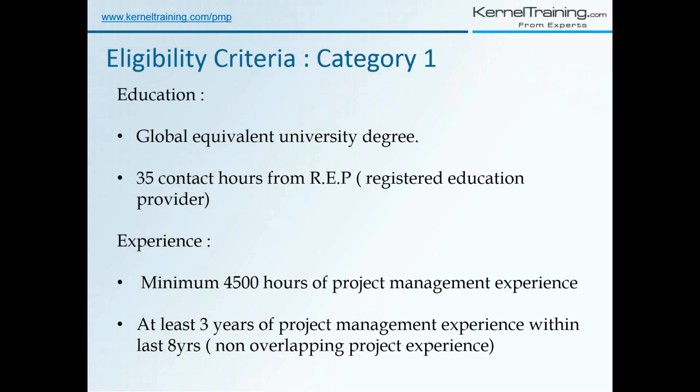So you need to divide this 4,500 hours of project management experience in all 5 process groups, and you need to tell what all you have done on the project. You need to mention every detail about the projects you have completed in the form, plus you need to mention from where you got these 35 contact hours.